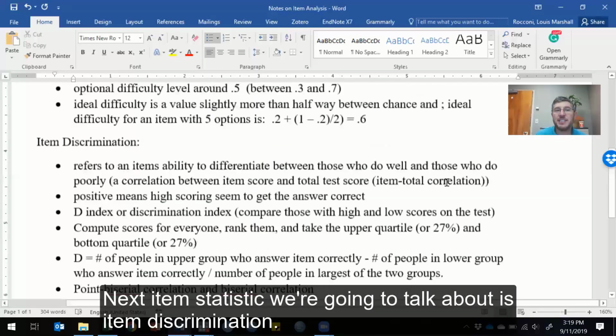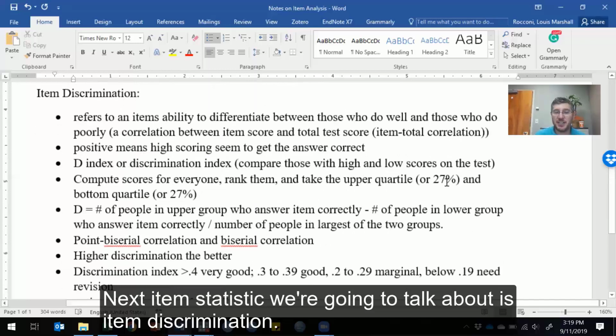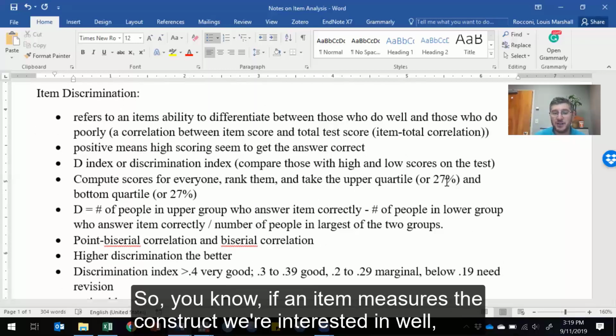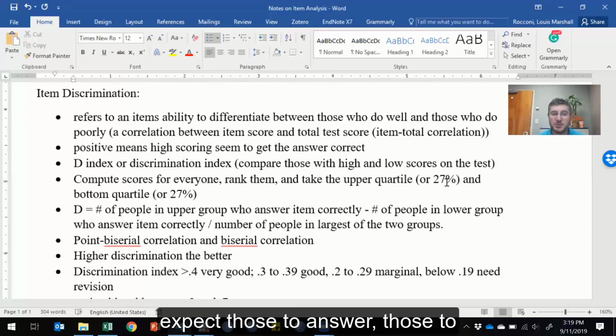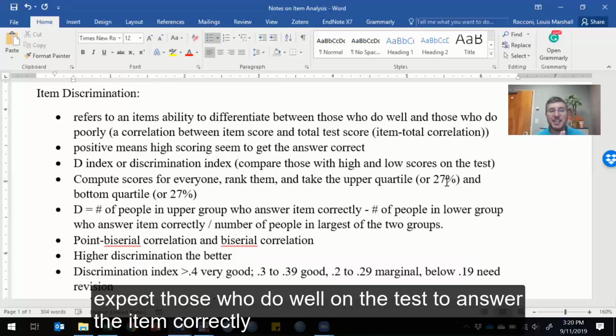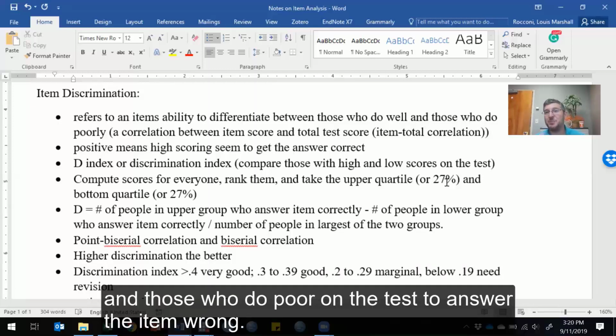The next item statistic we're going to talk about is item discrimination. If an item measures the construct we're interested in well, then we would expect those who do well on the test to answer the item correctly, and those who do poorly on the test to answer the item wrong.